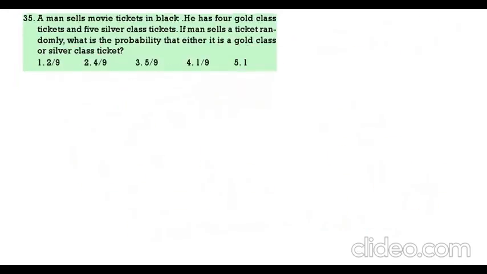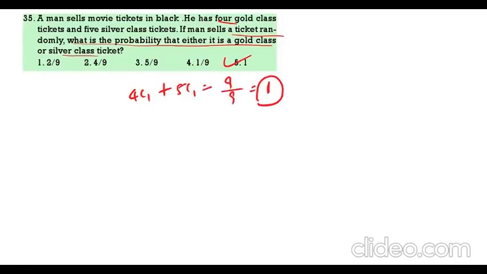Next. A man sells movie tickets in black. He has 4 gold class and 5 silver class, total 9. If he sells a ticket randomly, what is the probability that it is either gold or silver? So either gold means 4C1, or means plus 5C1. That is 9 by 9. 9 by 9 is always equal to 1. 1 is the correct answer.